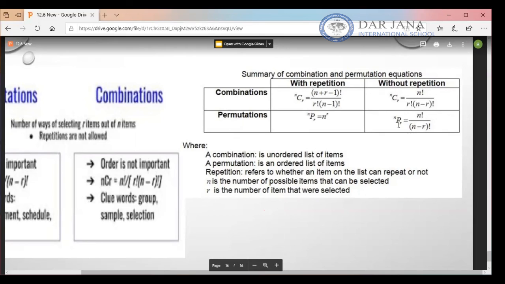Now here you're going to tell me, Miss, the examples of the repeated letters in Mississippi and tote and these ones. It's not this formula in a way. The other one is N factorial over how many times each letter is repeated. Here they are just telling you that combination is an unordered list of items, permutation is an ordered list of items. Repetition here, I'm going to skip it, but it refers to whether an item on the list can be repeated or not. N is the number of possible items that can be selected, and R is the number of items that we are selecting from N.